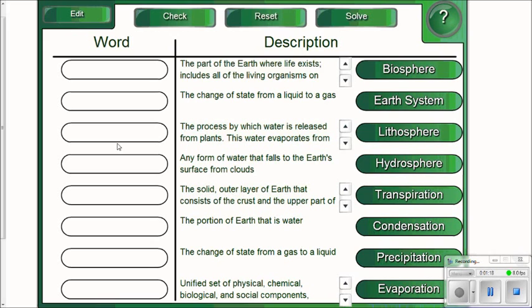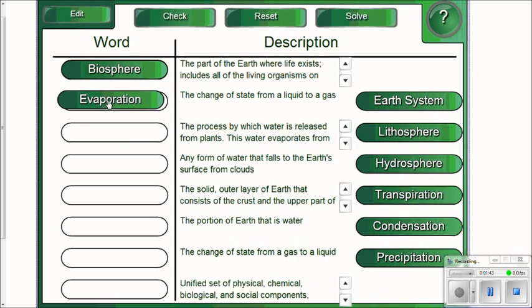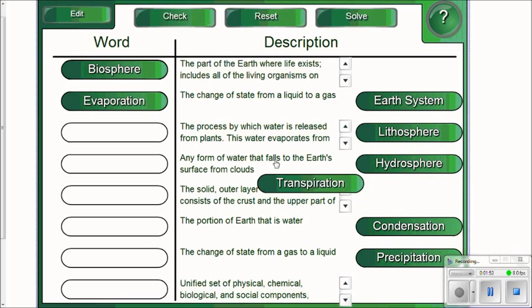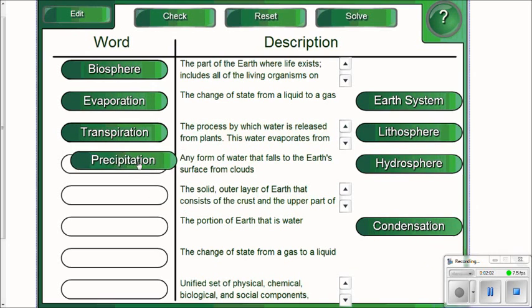Okay, so the part of the Earth where life exists, that is going to be, and hopefully you have it also, the biosphere. So we'll just pop that over there. The change of state from a liquid to a gas. So when water, for example, goes from a liquid to a gas, we call that evaporation. So I found that over here and drop it over. The process by which water is released from plants, that was talked about during the water cycle explanation, and that is called transpiration. So I'll drop that over here. Any form of water that falls to the Earth's surface from clouds is called precipitation. So you got that one.